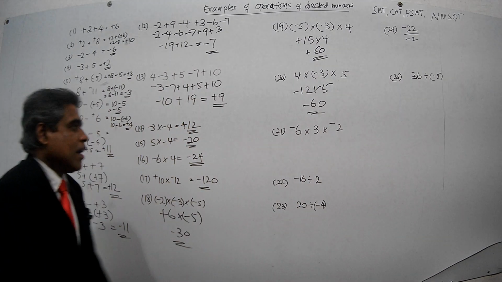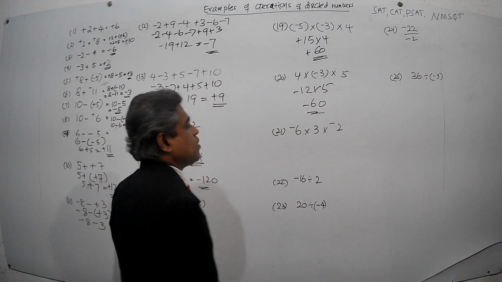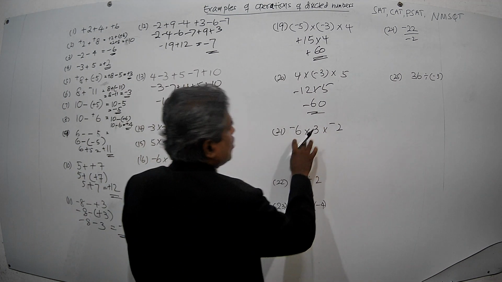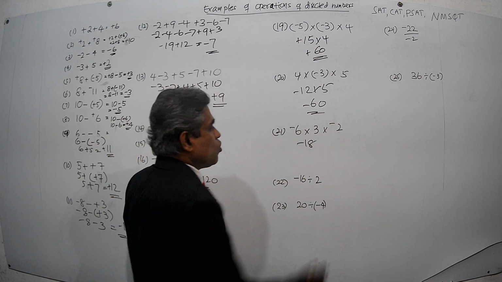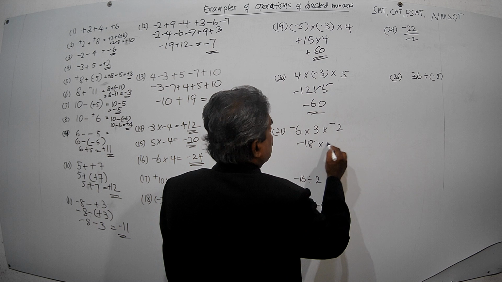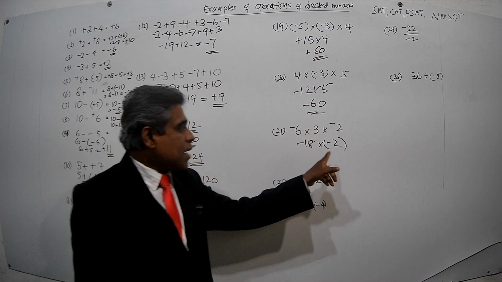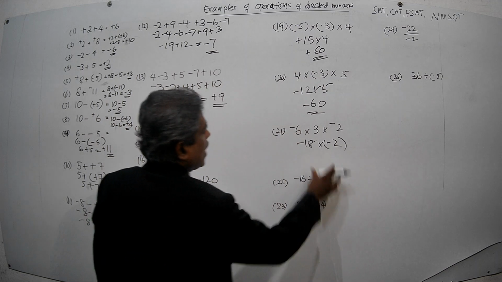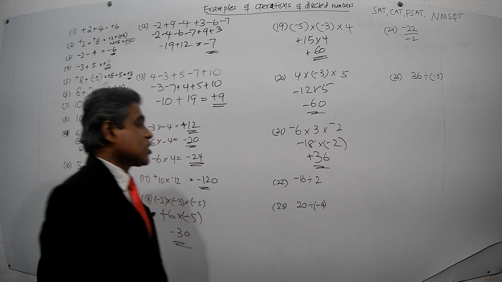Now next one, 21, and then minus 1 into 3 into minus 2. Again, the first two numbers are numbers of different signs. When you multiply, the answer is negative, and that is minus 3, then into minus 2. Now when you multiply minus 6 by minus 2, again the two numbers of the same sign, the answer is positive. Then 12 positive. Right. Now next one.